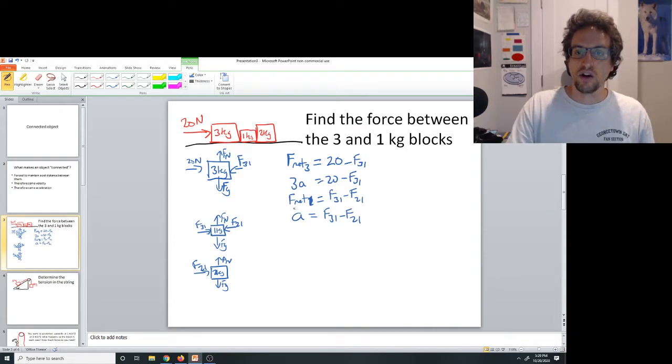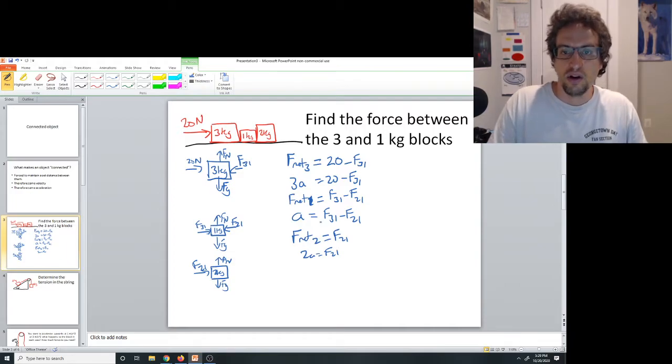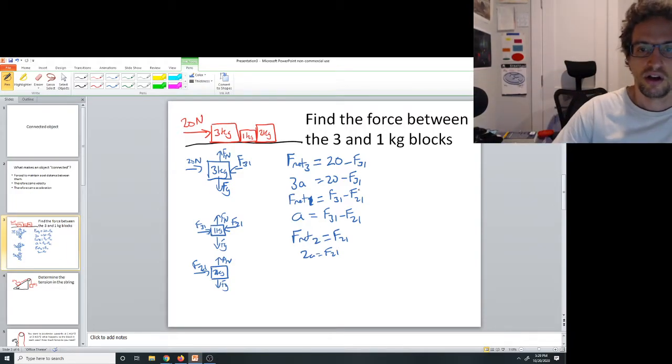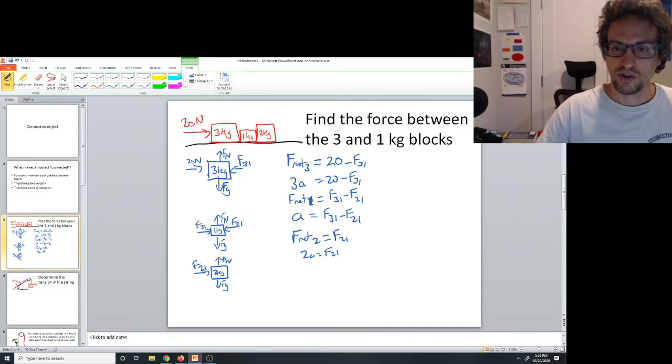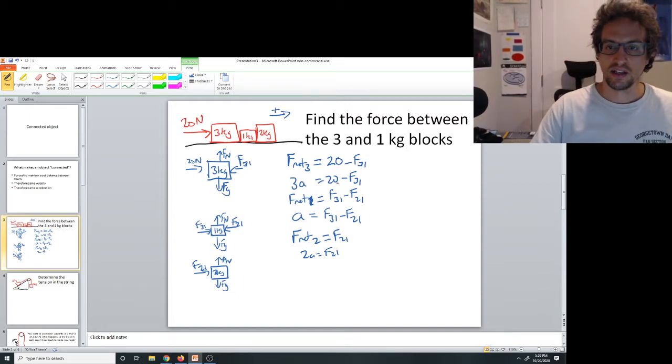And I want you to notice something here, right? These are the same accelerations. The whole idea is all 3 of these blocks have to have the same acceleration. So we can get away with just saying 1 acceleration for all of them. And finally, for the third one, we have F net 2 is equal just to F21, which means that 2a is equal to F21. Now, those 3 equations, if they're set up properly and consistently, and you notice I did this direction positive the whole time, we can add them together and it will simplify.